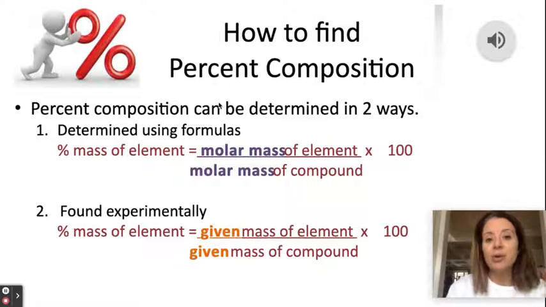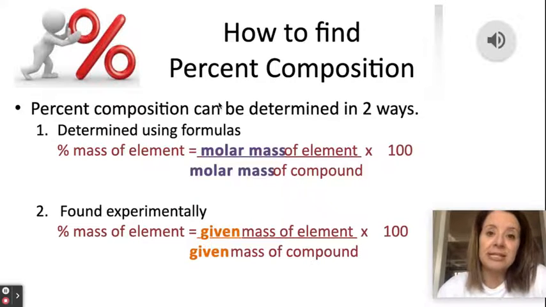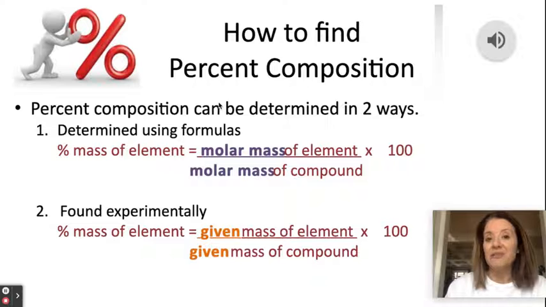So there's two ways that we're going to be calculating something called percent composition. And it's just sort of like when you get a mark on a test. How do you figure out your percentage? So what we're going to be doing is figuring out when we have a compound, what percentage of each element is in that compound. And we do that by way of molar mass, or we do it by way of lab data. So when we complete a lab, we use that information.